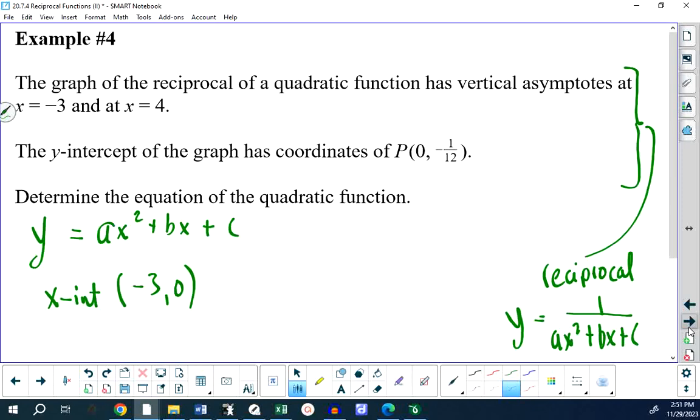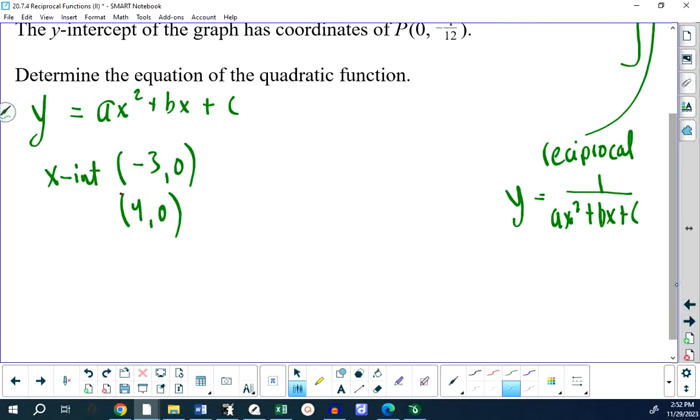So we know there's an x-intercept of -3, 0, and we know there's an x-intercept of +4, 0. Do we know anything else about the original function? Well, we do, and this is something we haven't dwelled on. I'm going to approach it in a slightly different way than I've talked about before, but we know that if -3 is an x-intercept, this is a Math 30 idea actually, x plus 3 must be a factor.